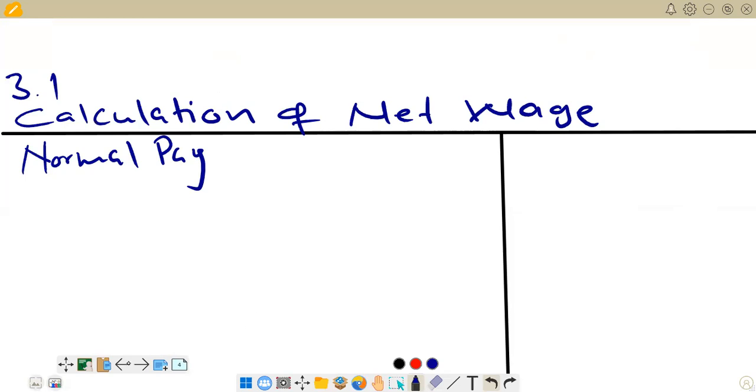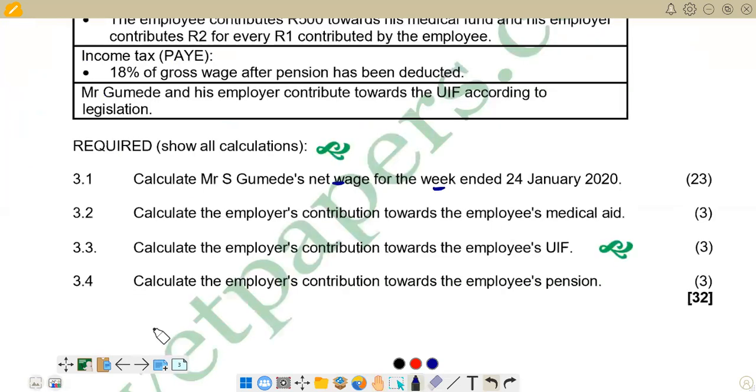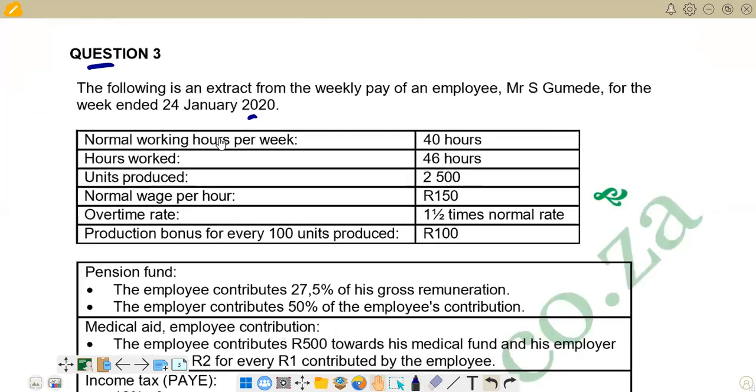So on our normal pay, we go there to see what we have in terms of the information that we are given. At the beginning of the question, you'd see that we are given normal hours per week. So we have got 40 hours as our normal hours per week, and I will look at the normal rate that is being paid. You come here with normal wage per hour 150, as simple as that. So to get the normal pay, we are going to multiply the number of normal working hours, which is 40 hours, by the rate for normal wage, which is 150. So 40 times 150 is going to be the first part of normal pay.